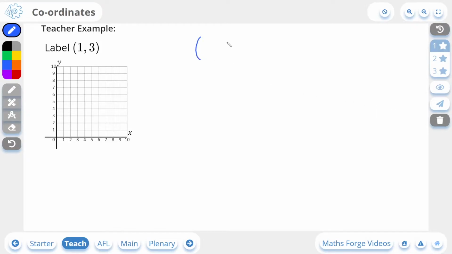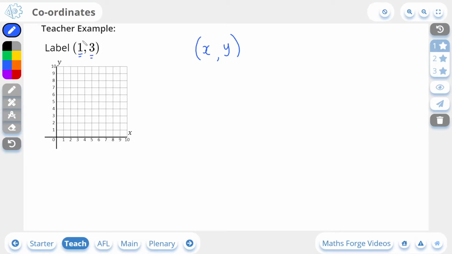Coordinates are given as two values. The value on the left is known as the x coordinate and the value on the right is known as the y coordinate. If you take a look at this grid here, you can see that the x values are horizontal, they're across here, and the y values are vertical. And what this means is that any x value in a coordinate, so in our case this 1, is going to be found by going across the x-axis, so left and right. And any y coordinate, so this 3, is going to be found by going up and down.